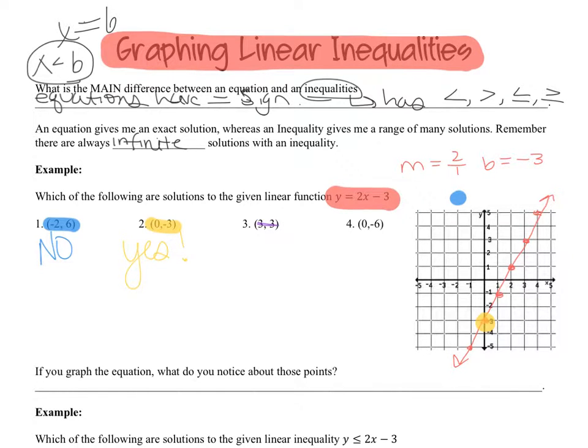So you should have done 3, 3. Is 3, 3 a solution? You betcha. It's on my line. And my last one is 0, -6, which is down here. Is that on my line? No. So that one is not a solution.